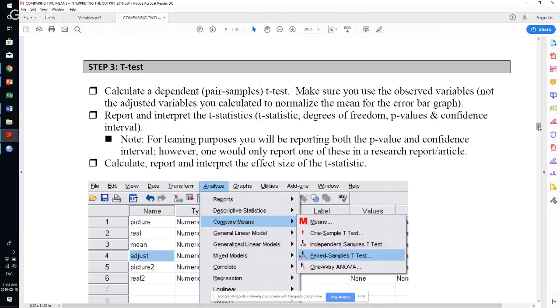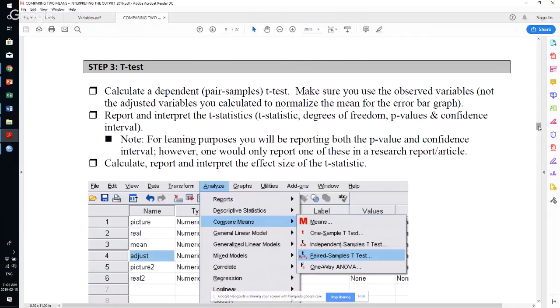Note here, big important, make sure that you're using the observed variables, not the ones you calculated for the error bar. We're using picture and real here, not our mean, not our adjust variable, not our picture 2 or real 2. You're not using the variables that you plotted for the error bar. It's the original. So in your assignment, you're going to have to report and interpret the t statistic. I want the t-test, the actual value, your degrees of freedom. The degrees of freedom are important because it tells the reader what your sample size is and what power you have.